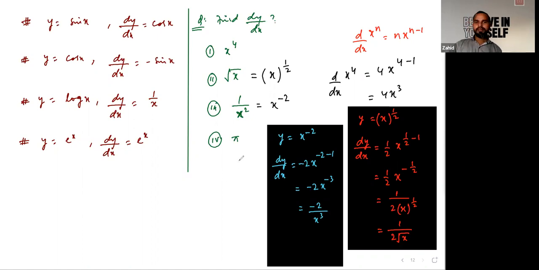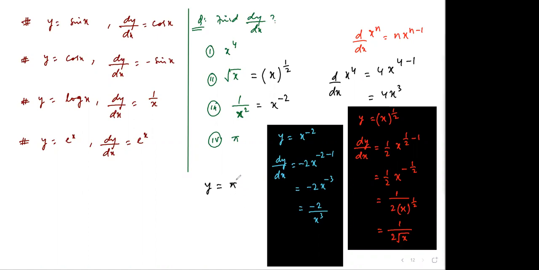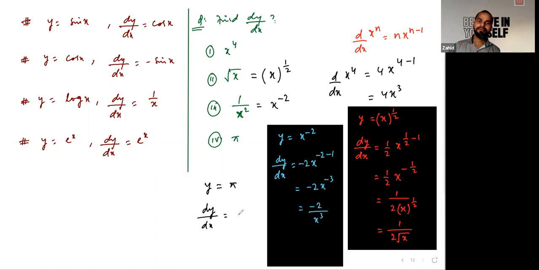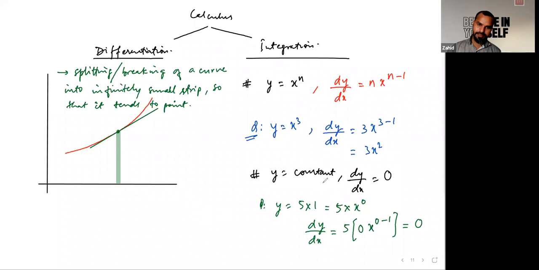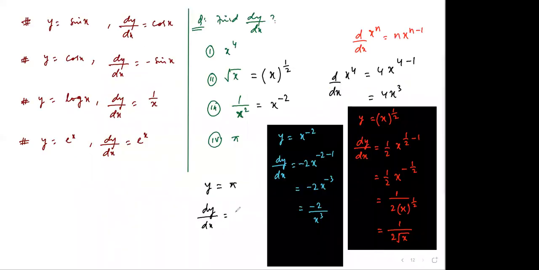Raza, the last part is just a number. So how to differentiate it? Is it a constant term or a variable? Raza? Yes, sir. Is it constant or variable? It's a constant. And the differentiation of any constant term would be? Just say this: if y is equal to any constant term, then its differentiation would be zero. So it will be just zero.